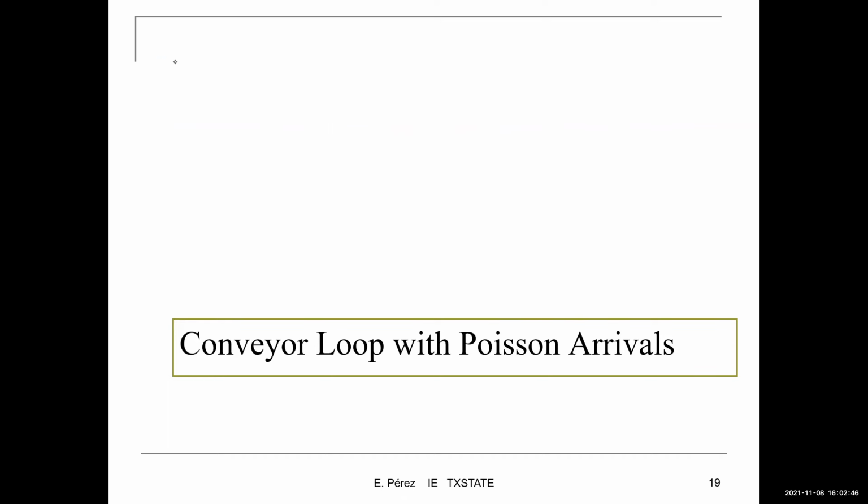So on this next model, we're going to look at conveyors with Poisson arrivals. So again, the idea now is we're going to add some uncertainty in terms of when these arrivals are going to happen. On the first couple of examples, we were assuming that we knew that for sure. We knew how many arrivals we were going to have and so on. Now we're going to assume that those arrivals have some uncertainty. So the number of parts or the timing of these parts can be random.